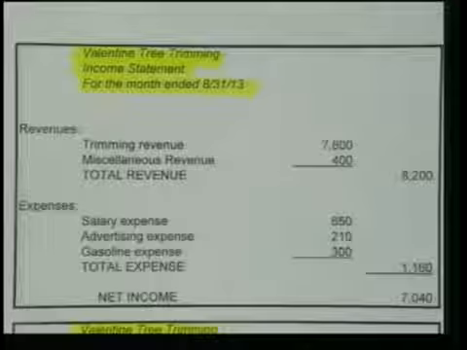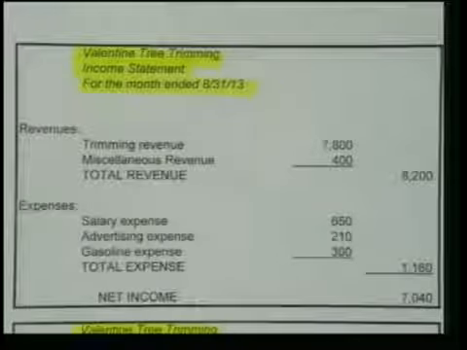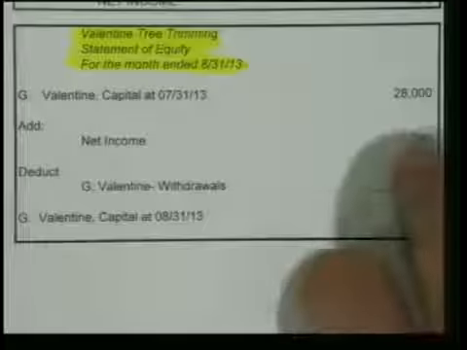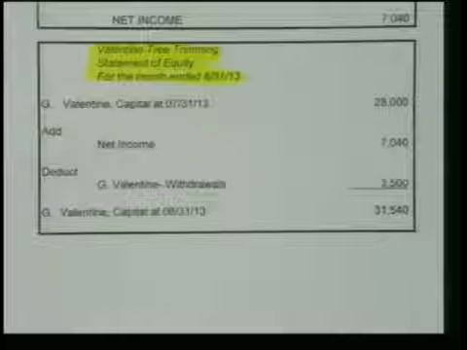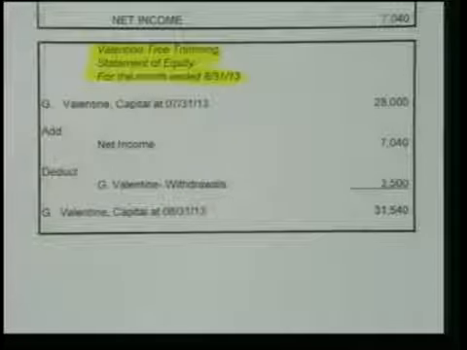All right, that gives us in this case a net income of $7,040, and that flows down to the statement of equity, right? Statement of equity, there's the net income right there, okay? We have our beginning balance of capital, which was $28,000. We add our net income. There were not any investments by the owner in this period. That's fine, that's not always going to be the case. And then we deduct the withdrawals that Valentine made, correct, which was $3,500. That gives us an ending balance of capital of $31,540.